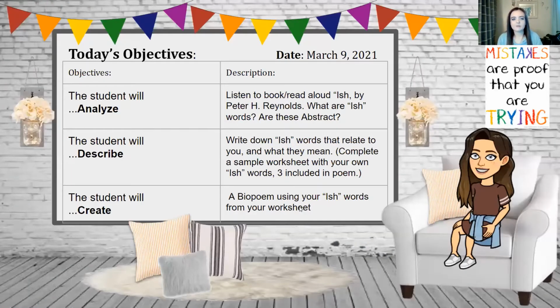So today's objectives, we will analyze the book Ish. We will understand what Ish words are and be able to see if these can relate to abstract expressionism. You'll be able to describe Ish words and create your own. Doing this, you will complete a worksheet where you will have to make 3 Ish words. And then you will create a bio poem where you will use those 3 Ish words that you used in the worksheet to complete your bio poem.